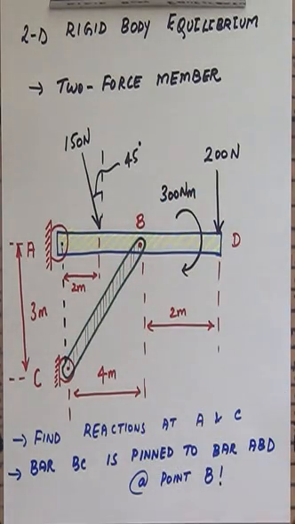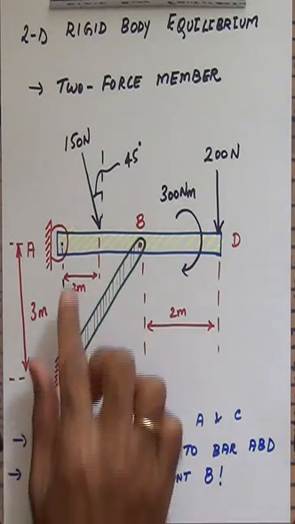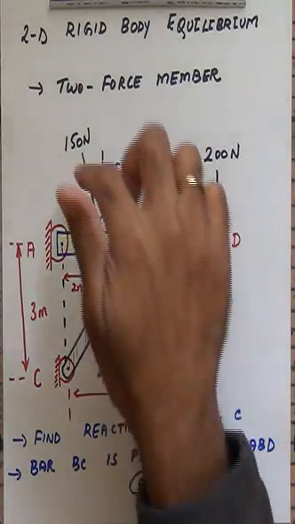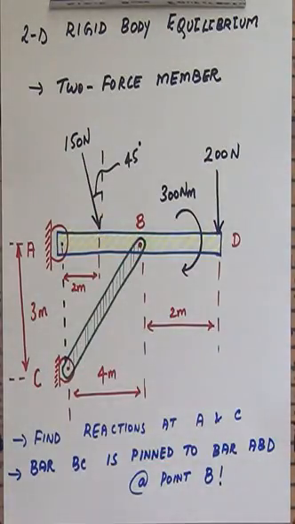There is no support at the point D because it will become redundant if you add an extra support at D. There are a series of forces and couple moments acting on the bar ABD only, as you can see in the figure. A force of 200 newtons in magnitude. I have a couple moment of 300 newton meters clockwise. Then I have a force of 150 newtons in magnitude, which is at an angle of 45 degrees with respect to the vertical or the horizontal.